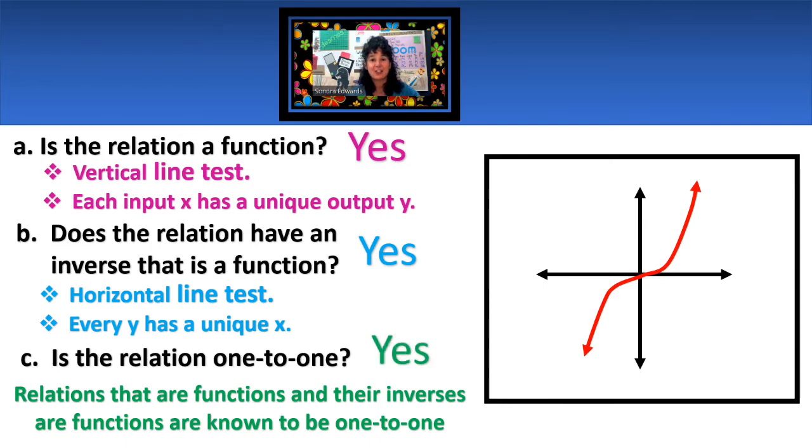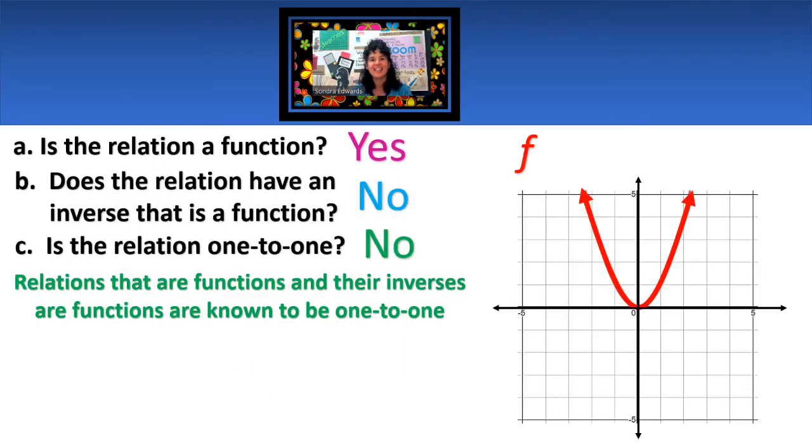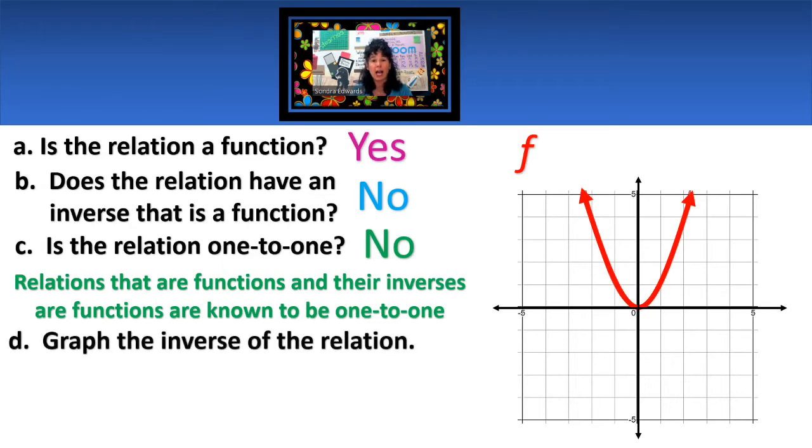So since the answer to A and B were both yes, we know this relation is 1-to-1. Now that we can answer these three questions about the relation, and we found out that this relation is a function, we want to be able to graph the inverse of this relation. I called this relation f, and it's a function, so I'm going to refer to it as the function f.